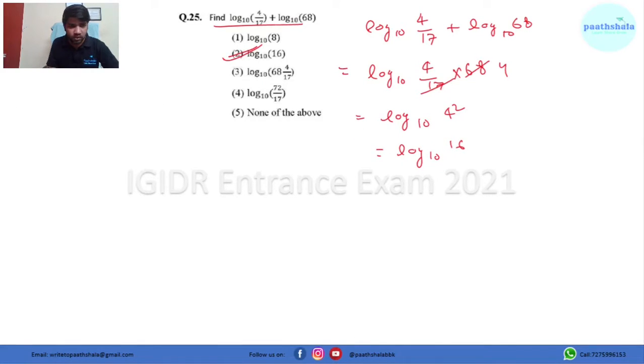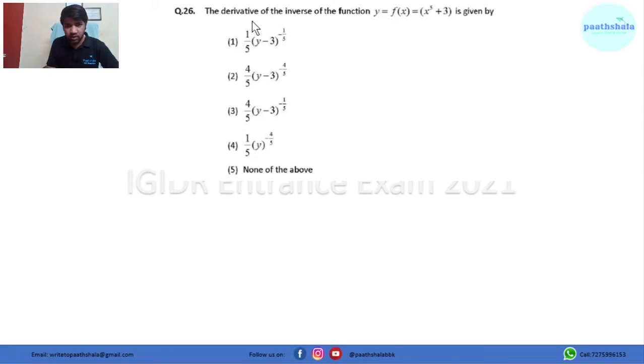Okay, now let's move to the next question. It is asking to find the derivative of the inverse function. This kind of question is very important. I have already discussed it in my trial classes. So let's have a look at how to solve this question.